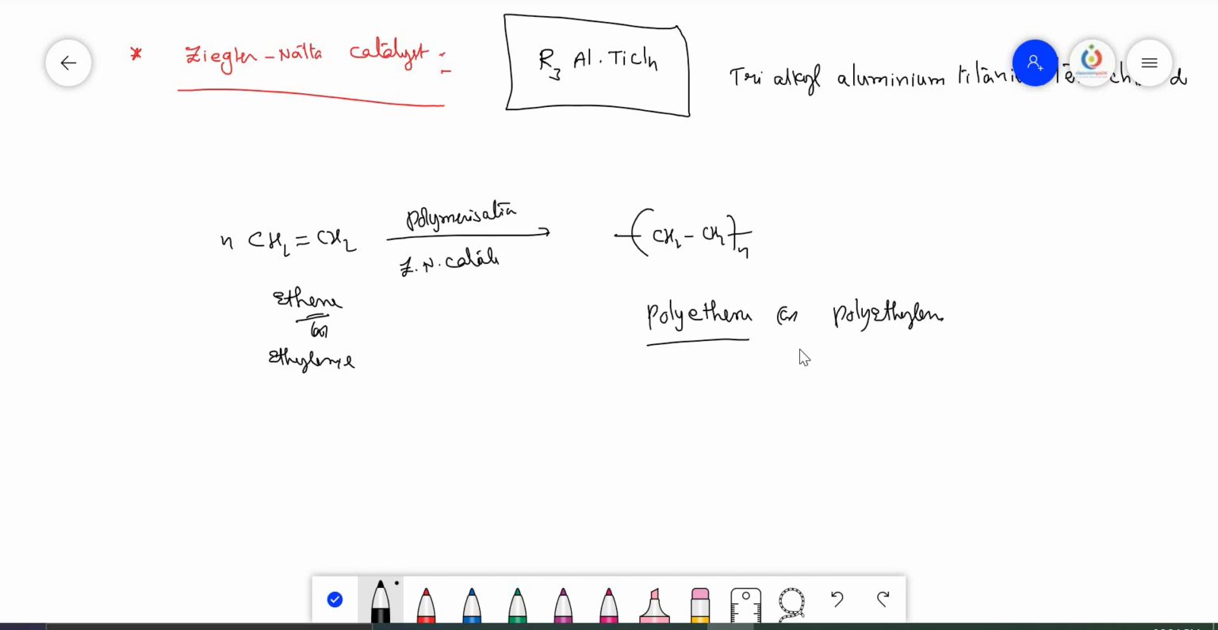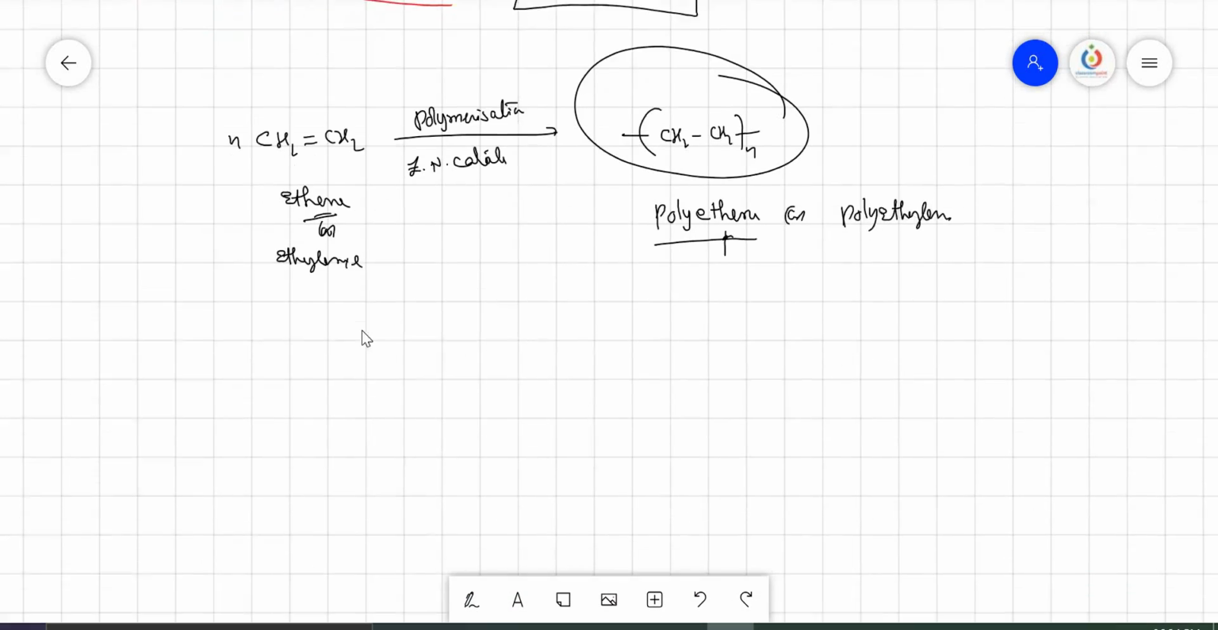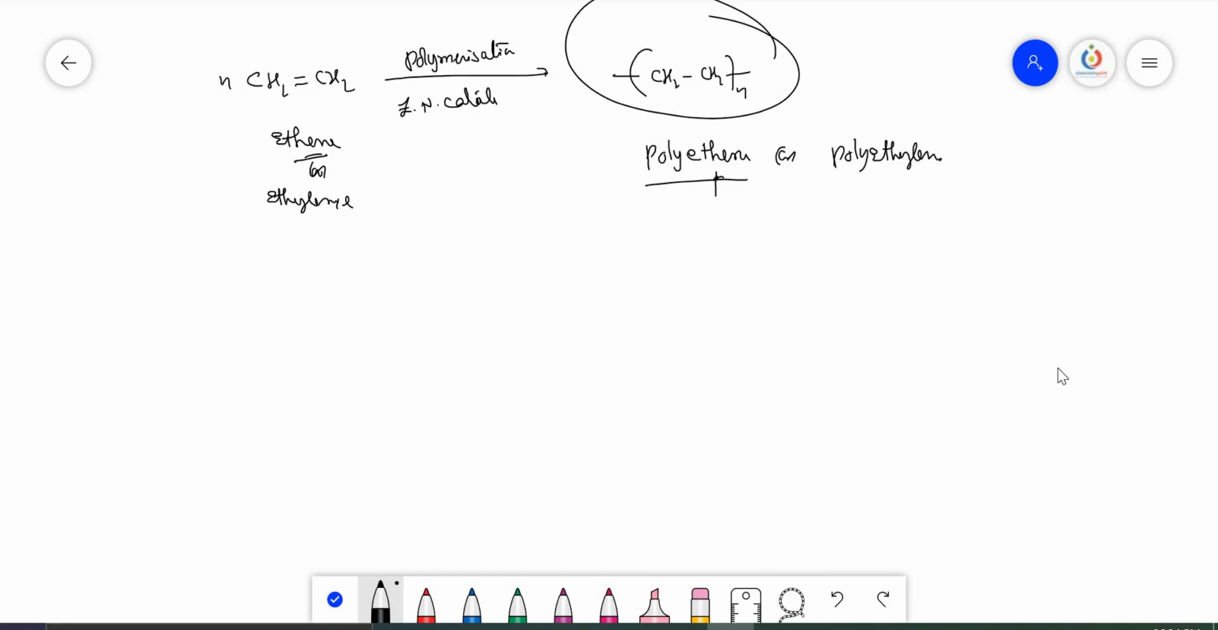Polyethylene. Polythene covers. You have seen, no? So its molecular formula is this one. Similarly, I'll take one more polymer. Many are there. We'll take only a few polymers here.